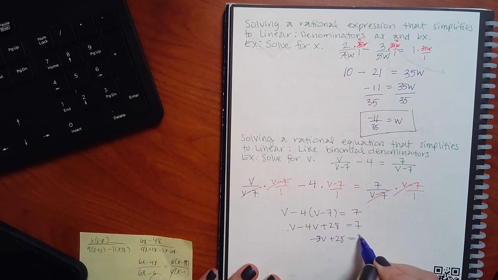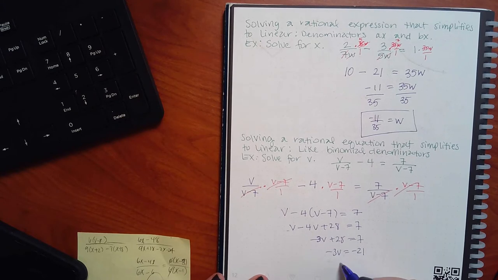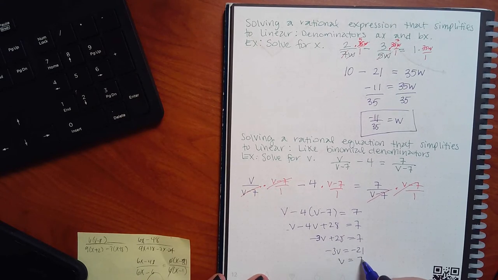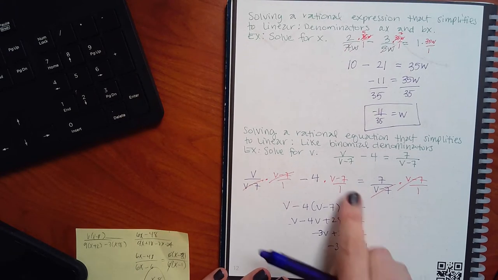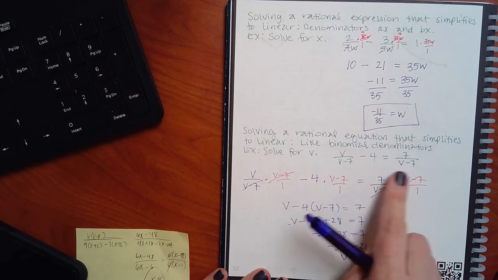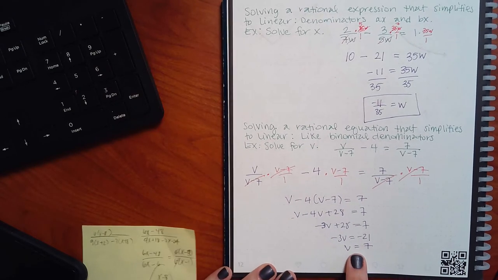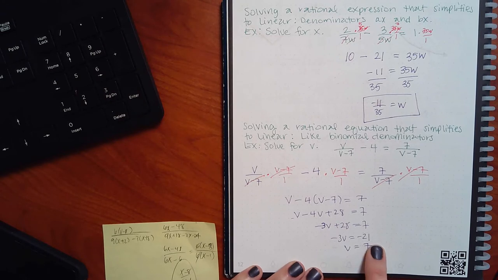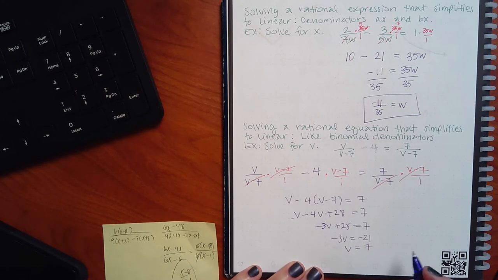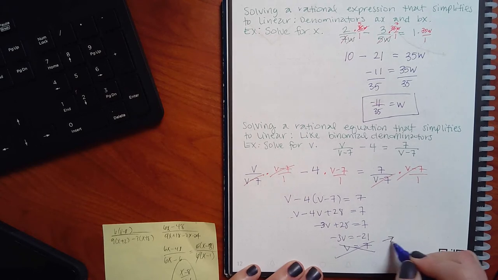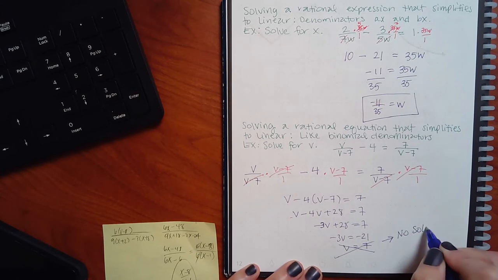And then you have to minus the 28, negative 21, and then divide by negative 3, you get 7. But since 7 makes the original denominator 0, this is one of those extraneous solutions. It's the only one I found, and it's bad, right? So you have to say no solution.